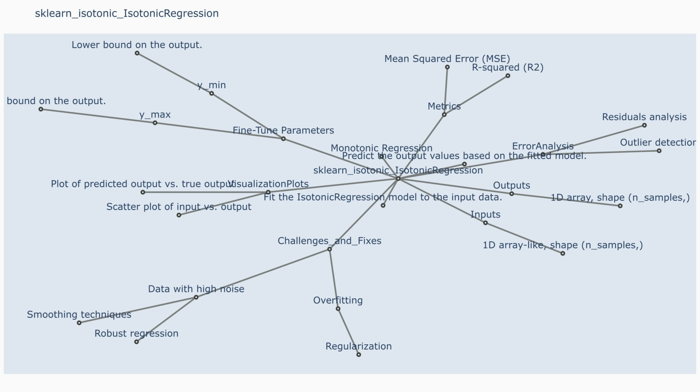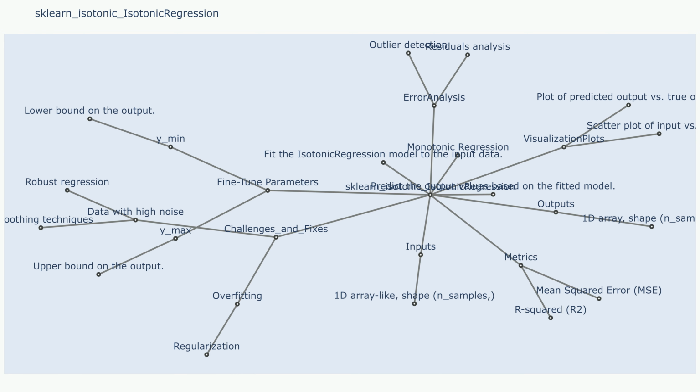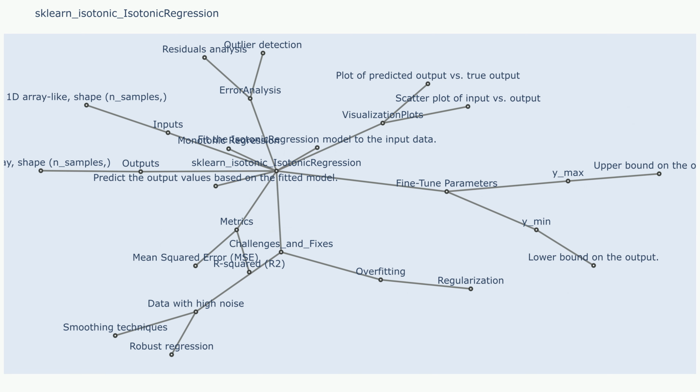Sklearn isotonic IsotonicRegression. Description: Isotonic regression is a non-parametric regression model in scikit-learn that enforces monotonicity on the predicted output. This means that the predicted values must either always increase or always decrease as the input values increase.